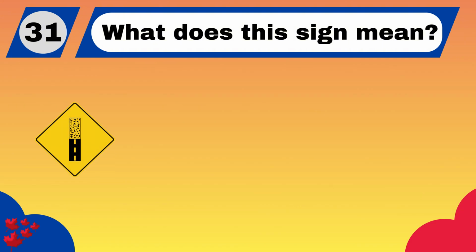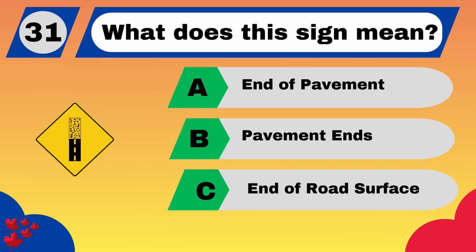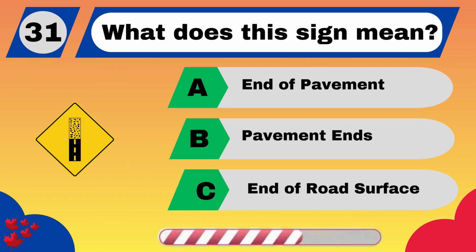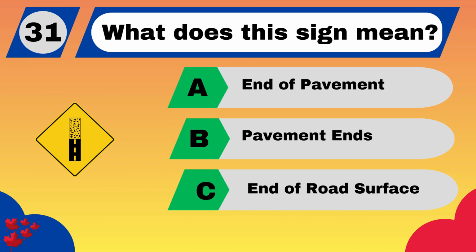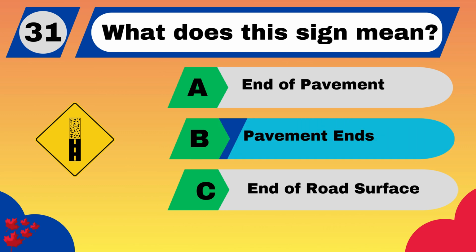Question 31. What does this road sign indicate? A. End of pavement. B. Pavement ends. C. End of road surface. Correct. B. This sign warns drivers that the pavement ends ahead.